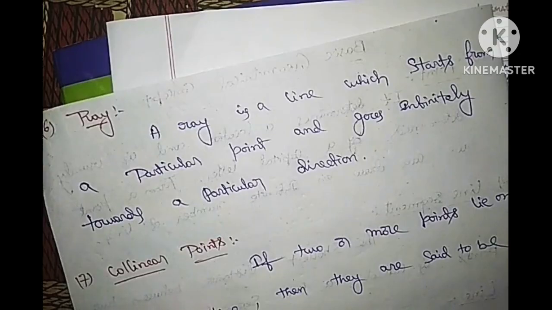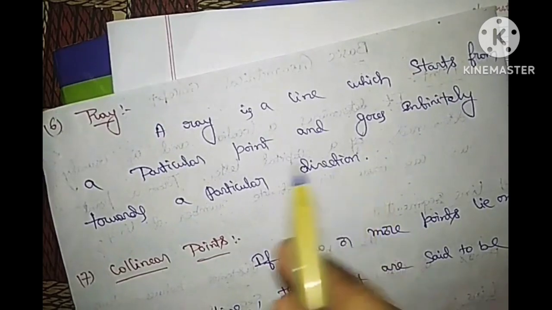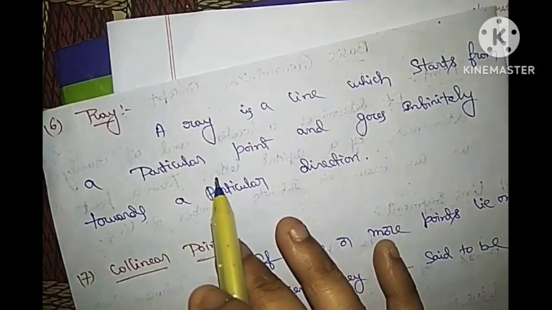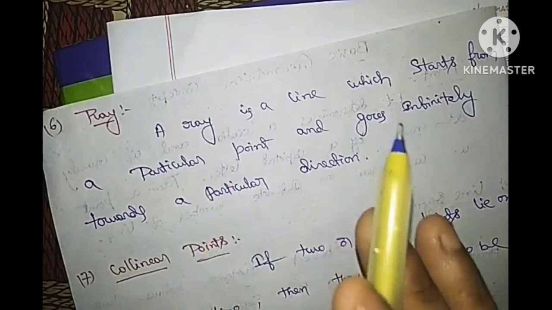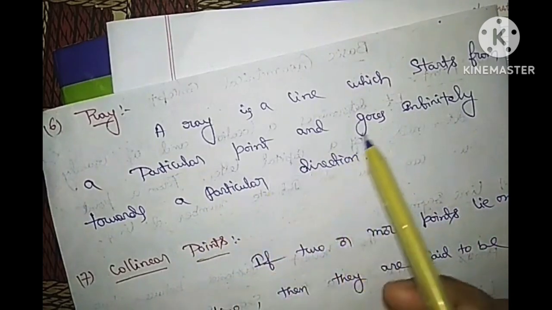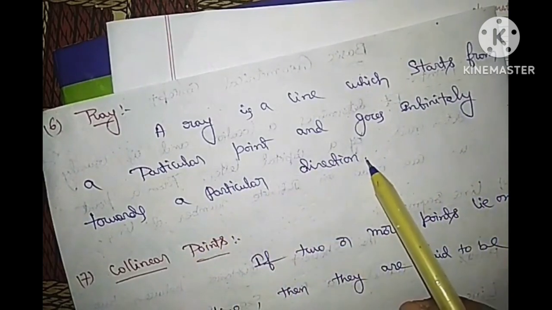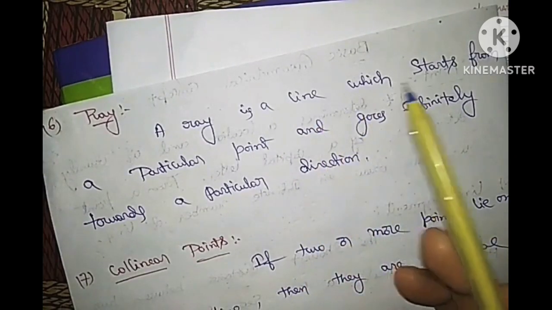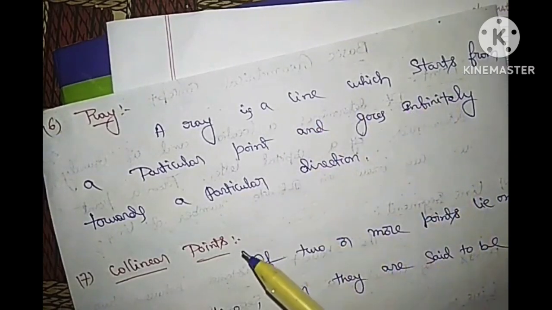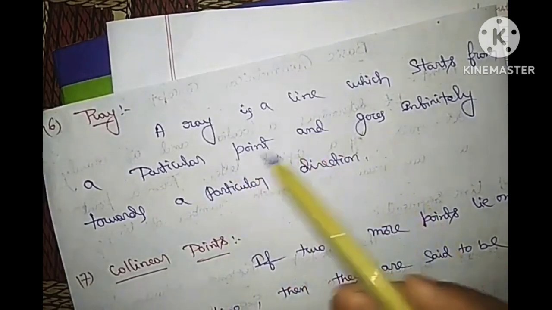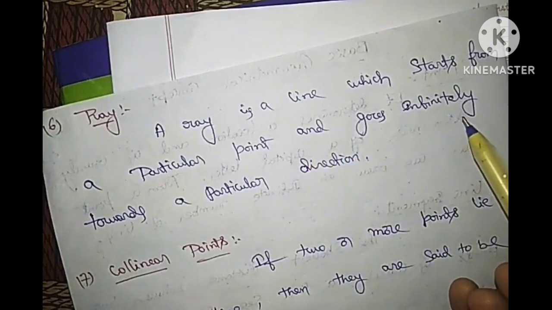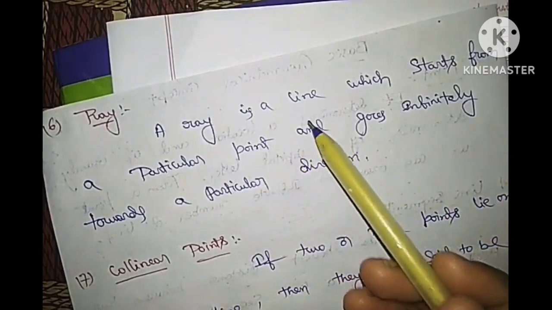Next topic we have discussed is the ray. Ray means what? A ray is a line which starts from a particular point and goes infinitely towards a particular direction. In a ray, one point is a fixed point. From that point we draw a line which can be extended up to infinity towards a particular direction. It has no ending point on the other side, and on one side it has one point, which is the ending point. From that point we draw a line up to infinity, and that line is called a ray.